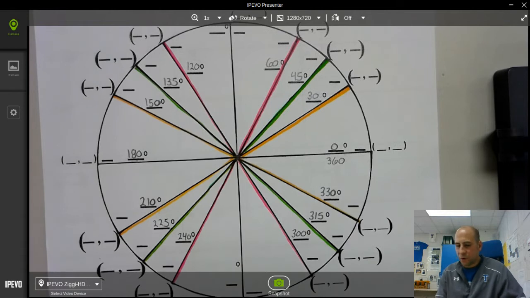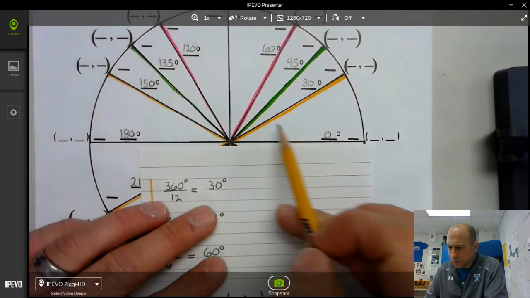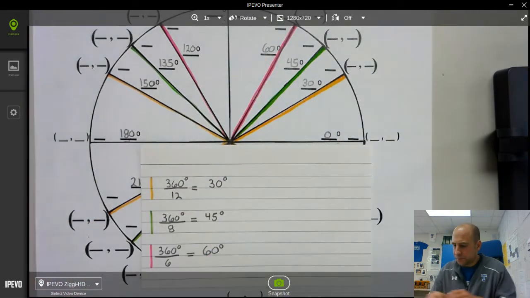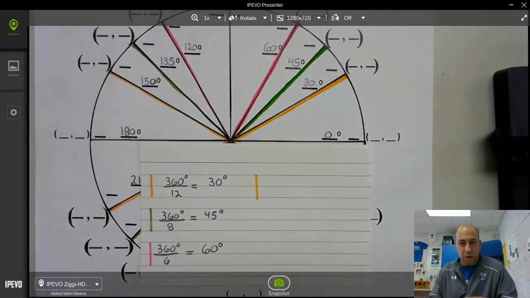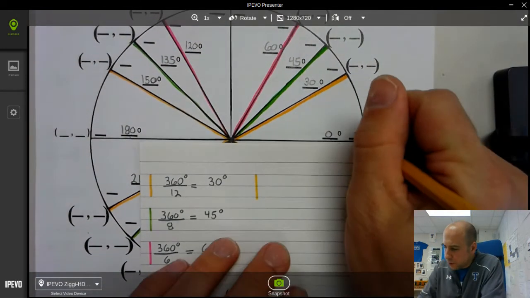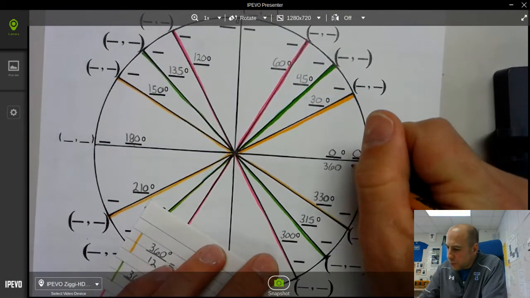Now the next step would be to do it based on pi, using the first quadrant as our reference. Now, we know that this is 0, and we know a full circle is 2 pi.